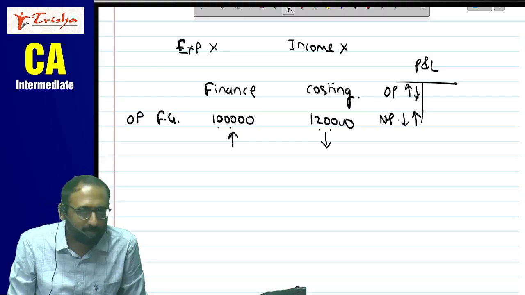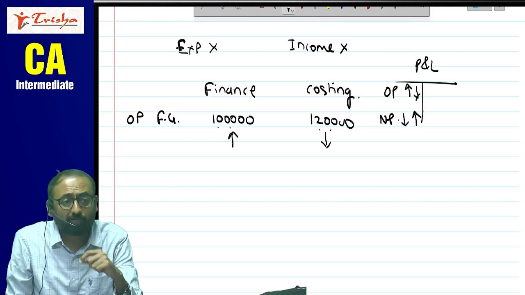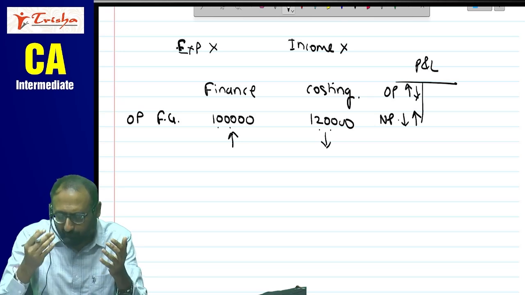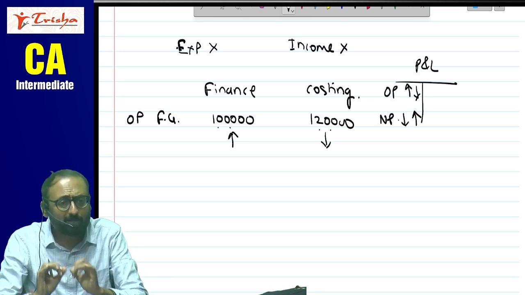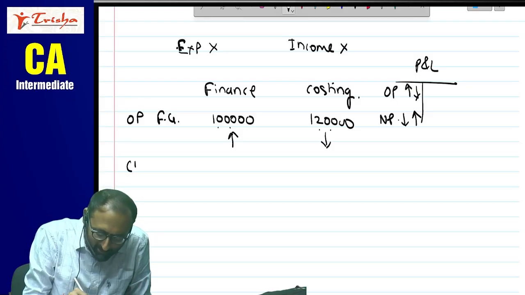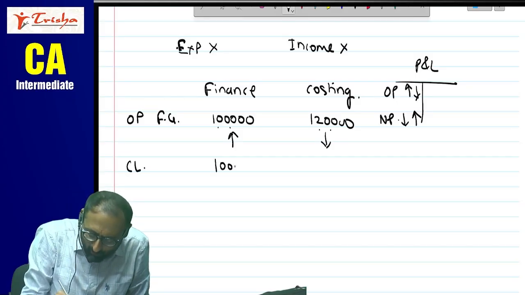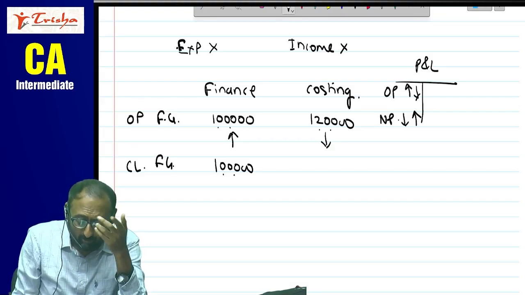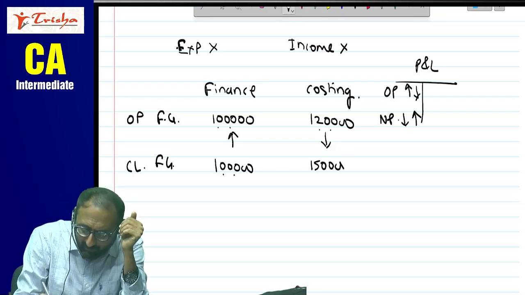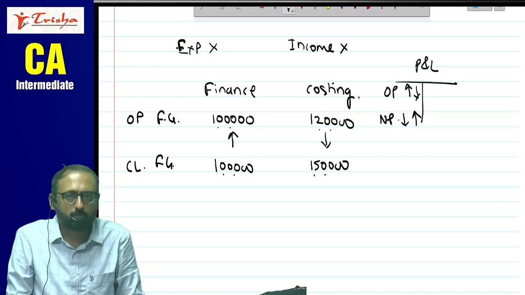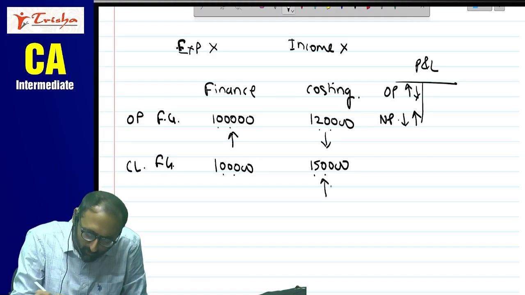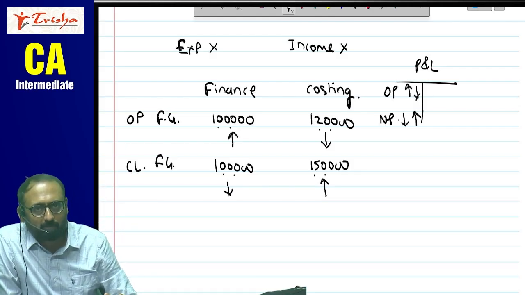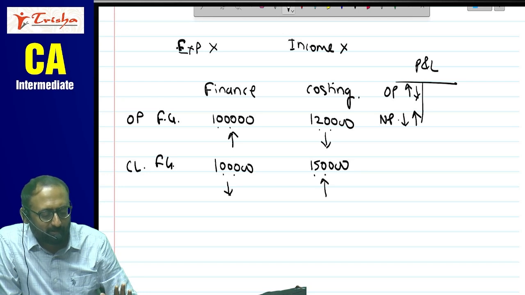Next important point you'll have to remember: closing stock and profit have a direct relationship. If your closing stock value is more, your profit will be more. If your closing stock value is less, your profit will be less. So, for example, in finance the closing stock value of finished goods is 1 lakh, but in costing the closing stock of finished goods is, suppose, 1,50,000. Quickly tell me whose profit will be more and whose profit will be less. So here costing profit will be more and finance profit will be less. So you'll have to remember. Simple point. Next.